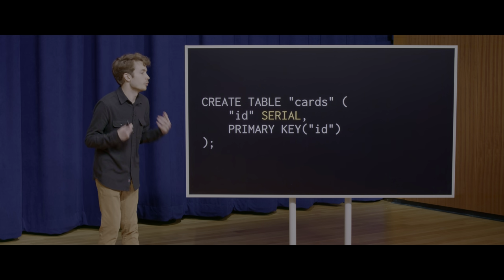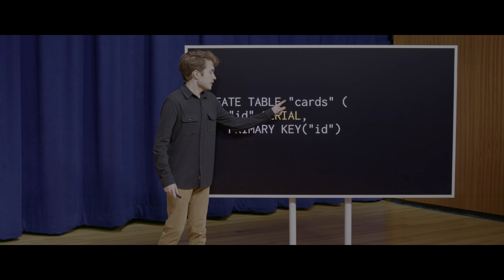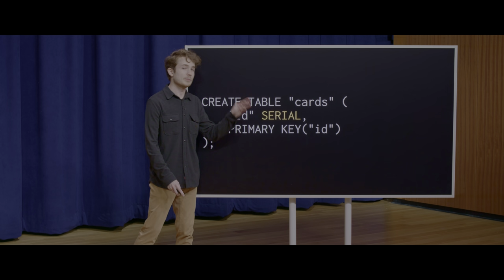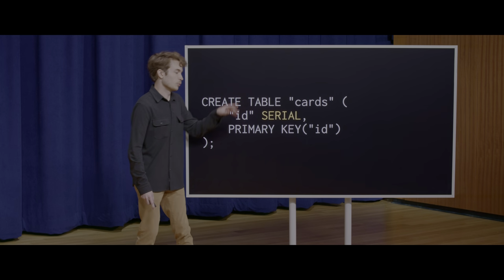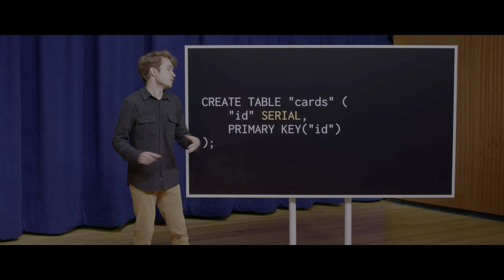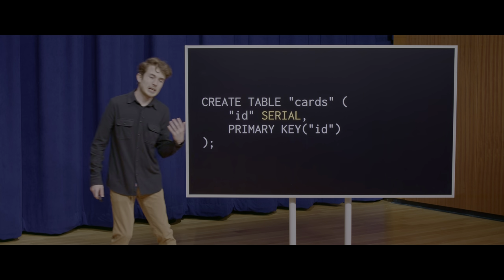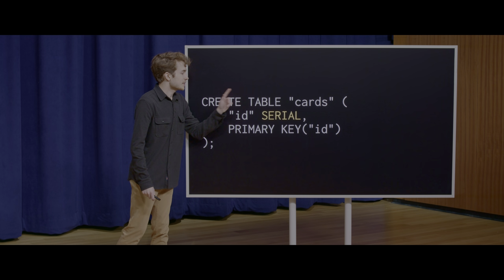Now, what else do you notice here? Well, it seems like these double quotes are back in Postgres. So in MySQL, you had backticks. In SQLite, you had double quotes. Well, in Postgres, you have double quotes for your identifiers here. So this then is how we've changed our cards table.